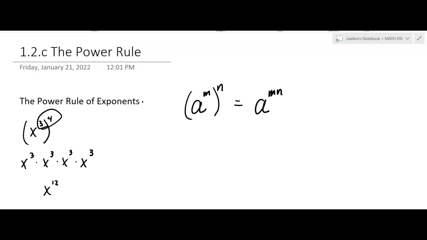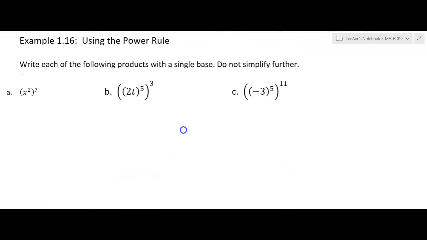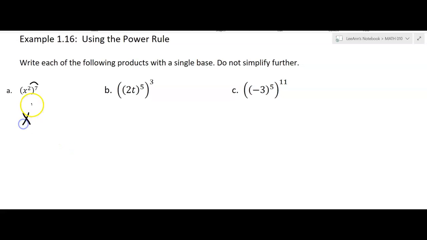So we have some examples. Write each of the following products with a single base. Do not simplify further. So I have x squared to the 7th power. So I always say power to a power, okay? You're taking an exponent and you're raising it to another exponent. All right, that's going to be x to the 14th, 2 times 7.